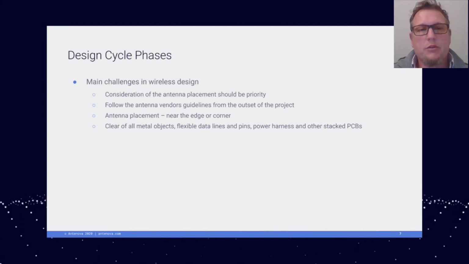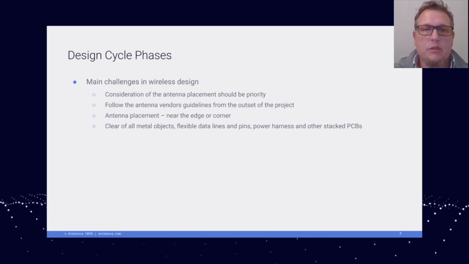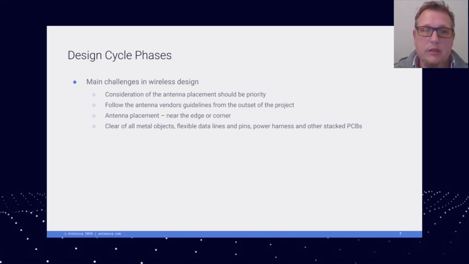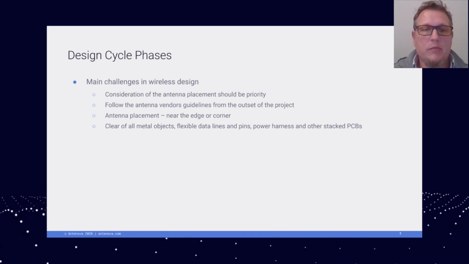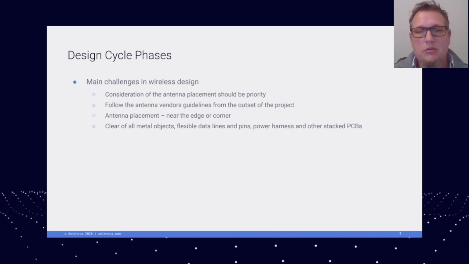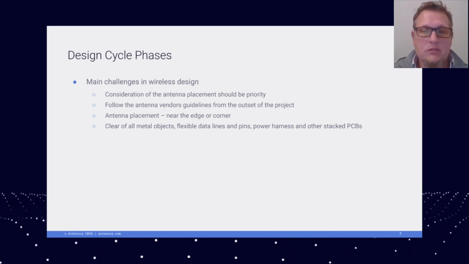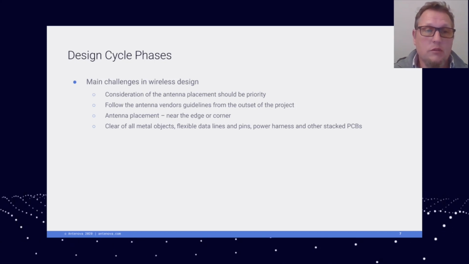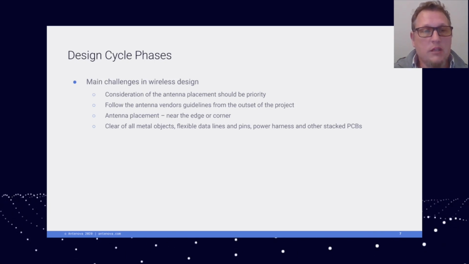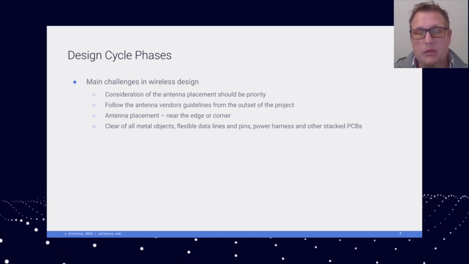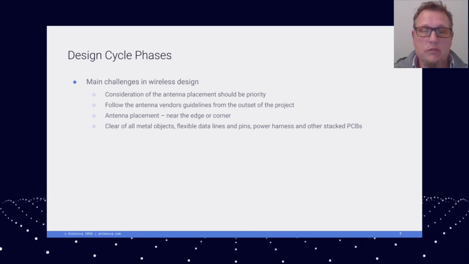The last thing to consider during your design cycle are the main challenges of wireless design. Consideration for the antenna placement should be the first and top priority. Placement of the antenna inside the device should not be near metallic objects such as Ethernet connectors, USB-C connectors, battery supply lines, data lines, LEDs, or the LCD of your device. All of these generate noise, and the antenna can and more than likely will pick up that noise over the desired signal that you're trying to receive.